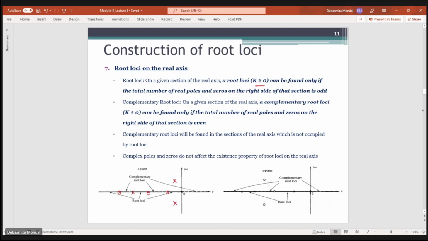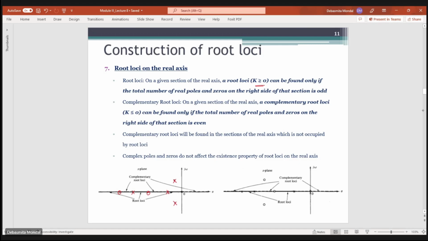Okay, no. So there is another pole over here. Yeah, so if you consider this section, let's forget about this. If you consider this section from here till here, you see for this section you have 1, 2, 3, 4, 5. You have an odd number, 5, of poles and zeros. So that means root locus will lie in this section.